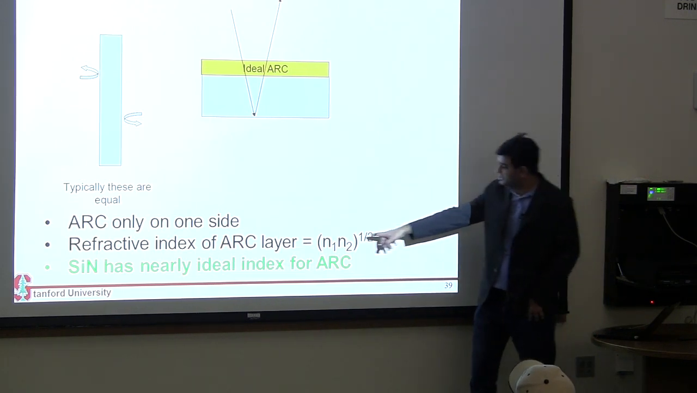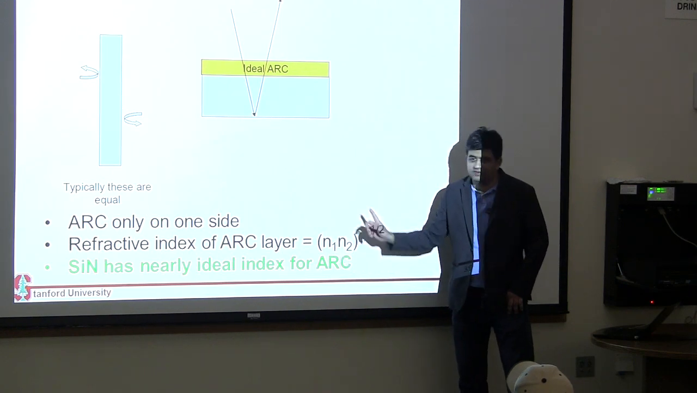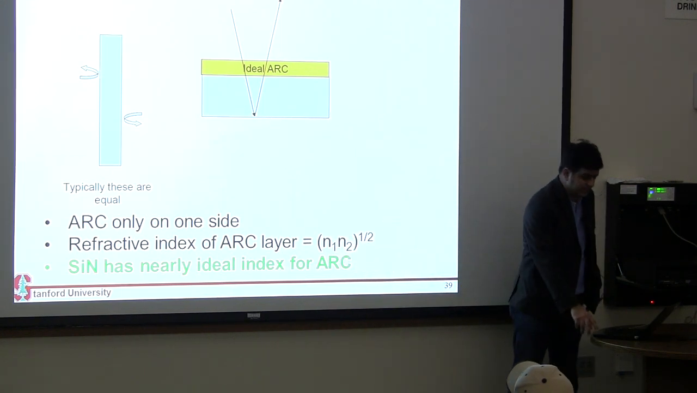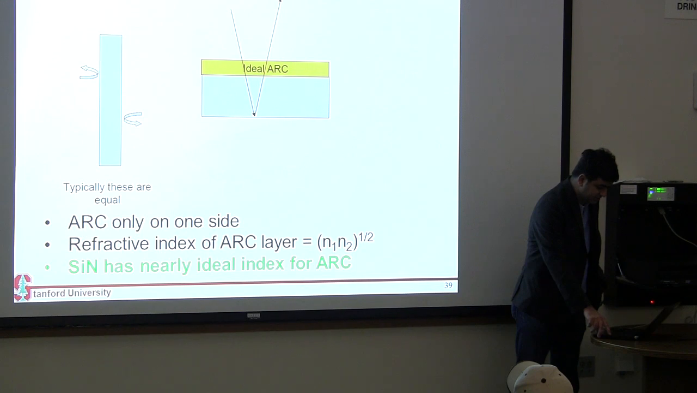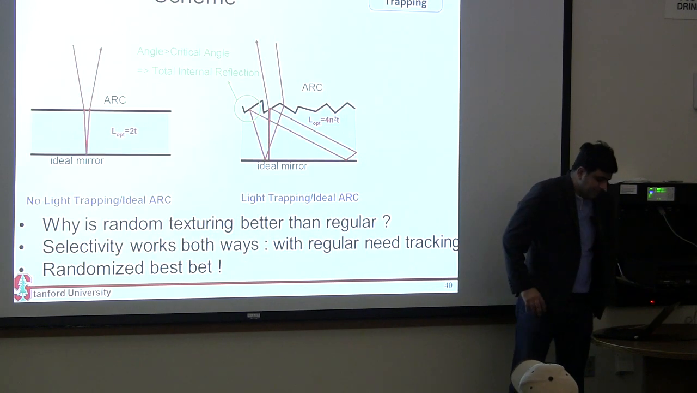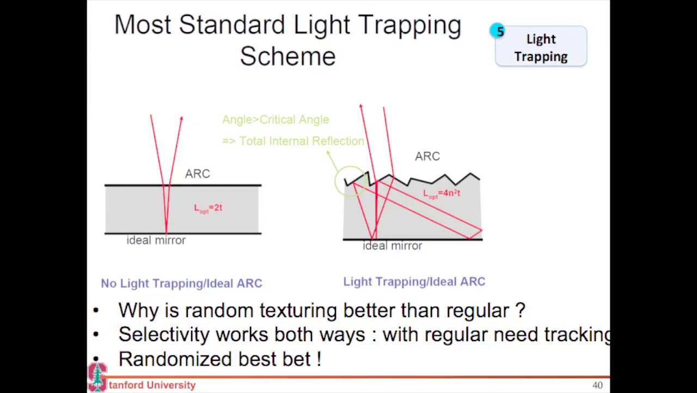And this is something that's very easily derived from Snell's law. I'm assuming that you guys know this. So the other light trapping scheme, which is again very routinely used in all solar cells, is texturing of your surface.